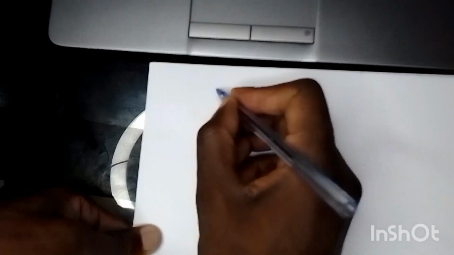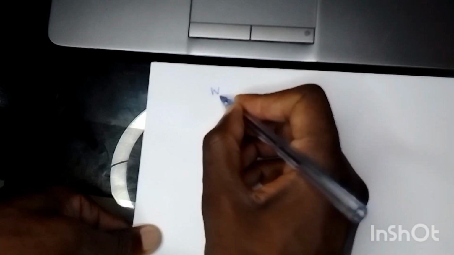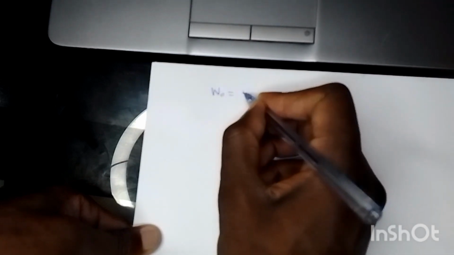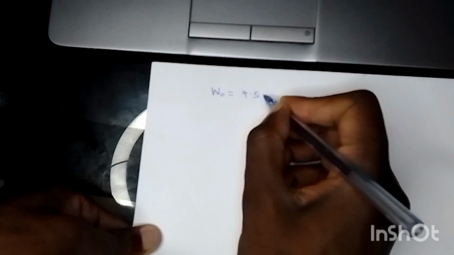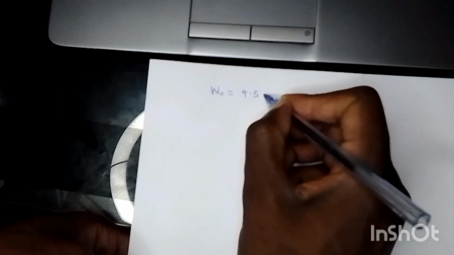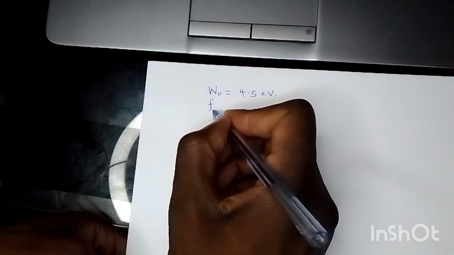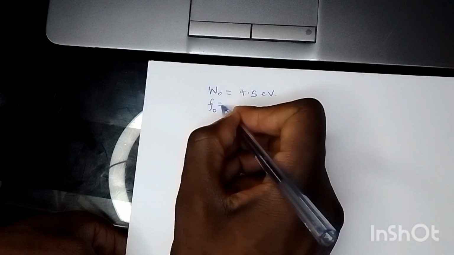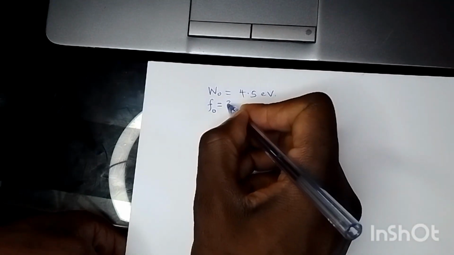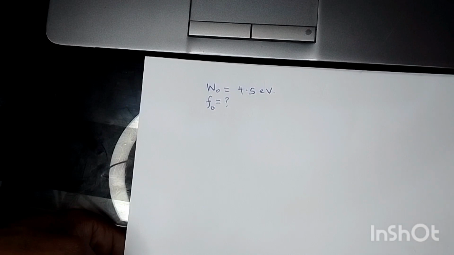So we are given the work function, which is W naught, to be 4.5 electron volts, and we are looking for this f naught, which is the threshold frequency, that is the minimum frequency of the radiation.